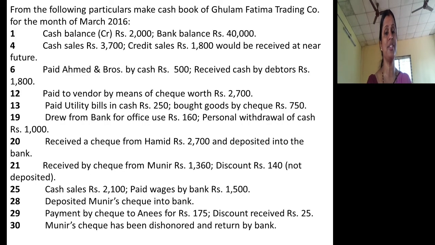One more transaction is there. You just see, credit sales of rupees 1,800 would be received in the near future. You know that in the cash book we will record only cash transactions. We will not record credit transactions. That's why we are not recording this.